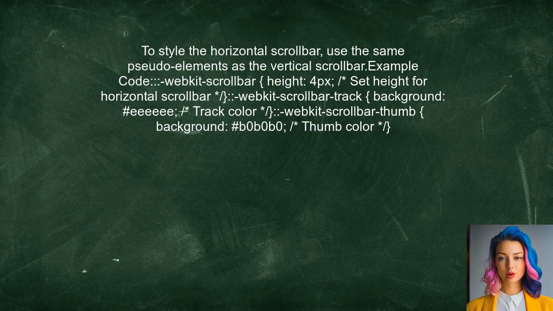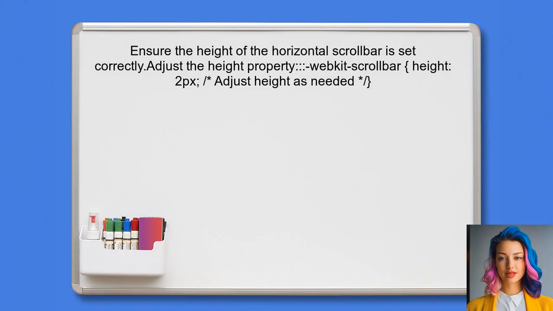To style the horizontal scroll bar, the user can start by using the same pseudo elements they used for the vertical scroll bar. This includes the WebKit scroll bar properties. Next, the user should ensure that the height of the horizontal scroll bar is set correctly. This can be done by adjusting the height property in the scroll bar definition.